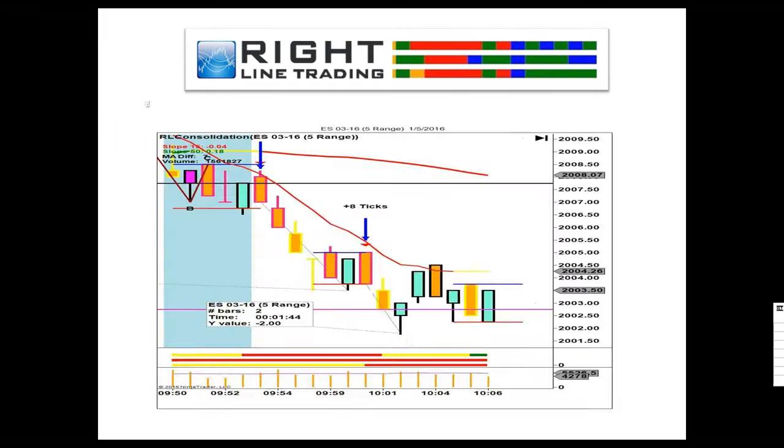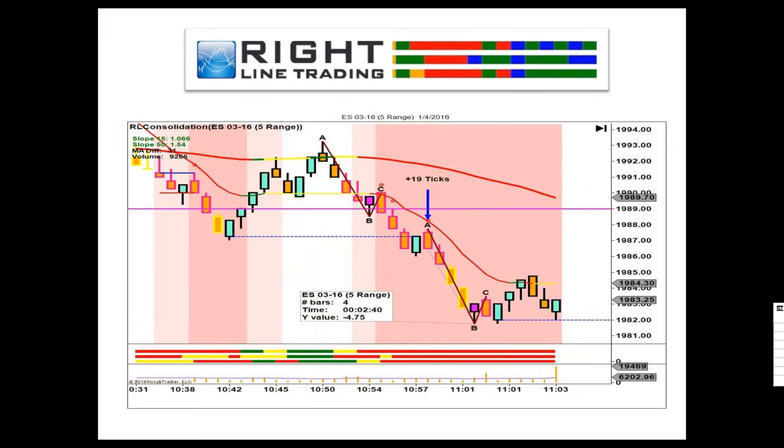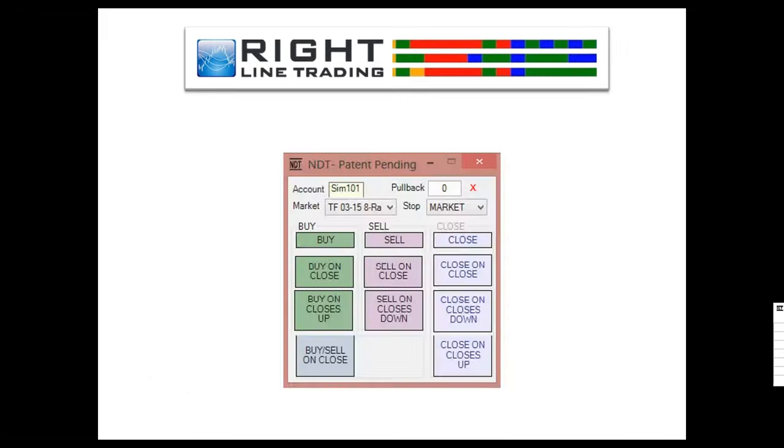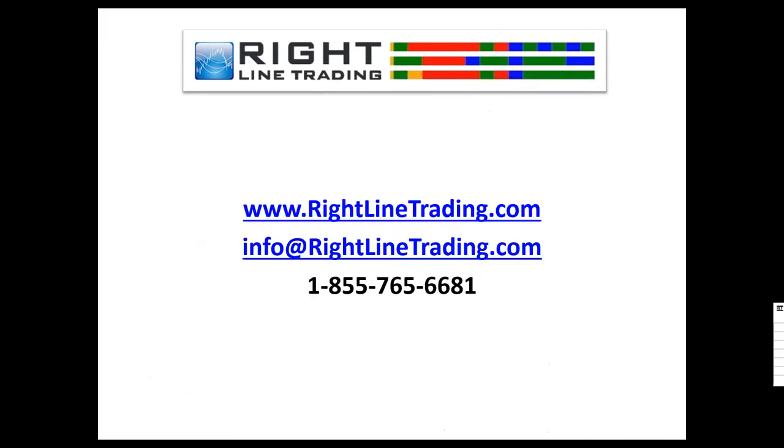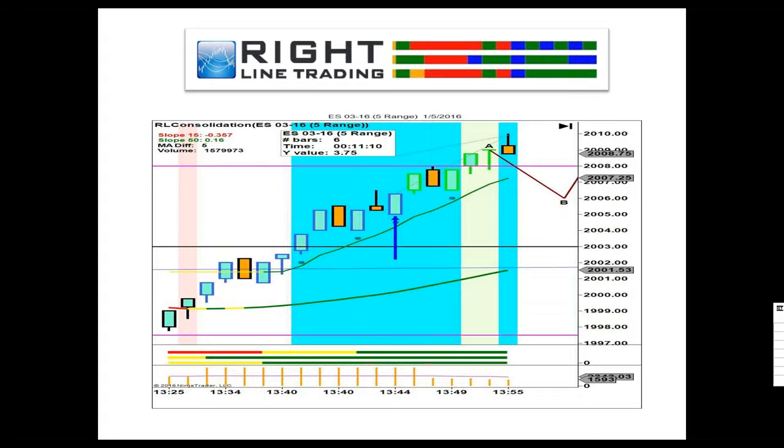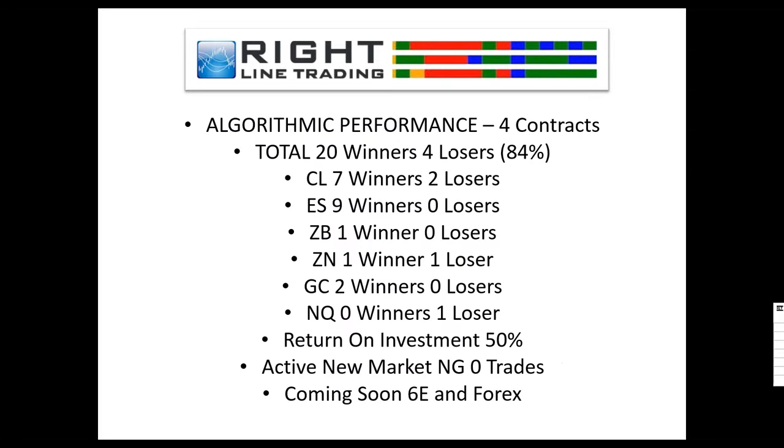Now, let me just show you. There are two ways that you can trade. One is discretionary. If I can find the discretionary. Let me just find the algorithmic. Okay, now what we've developed is an algorithmic system. Now, at the time I made this slide, we had 20 winners and 4 losers. It was trading with an 84% win percentage.